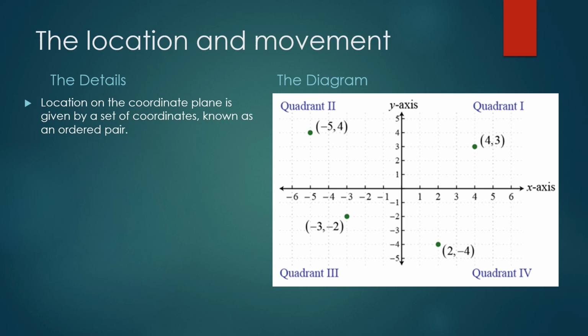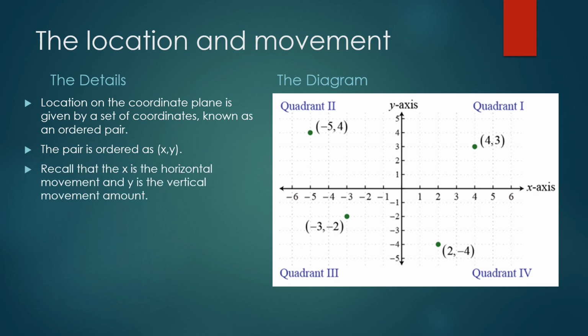So on the rectangular coordinate system, it always gives us a location. A location is found by looking at the ordered pair. Remember that the ordered pair is always going to be x, y. What that means is that x is going to be our first movement. In other words, the first coordinate of an ordered pair tells us how far we move right or left. We move right if it's positive, left if it's negative.